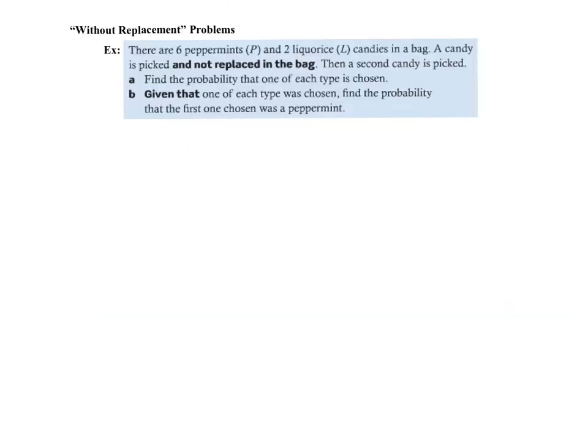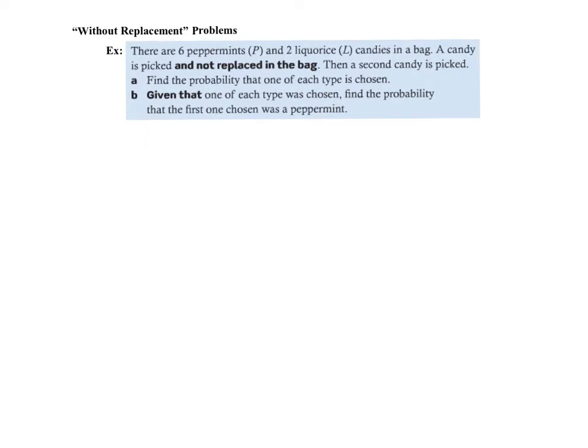Okay, so now we're going to take a look at a new type of probability problem, and we're going to use a tree diagram to help us solve it. So this is what we call a without replacement problem. So here's a classic type of example. There are 6 peppermints, we're going to call those P, and 2 licorice, we're going to call those L, candies in a bag. A candy is picked out and not replaced in the bag.